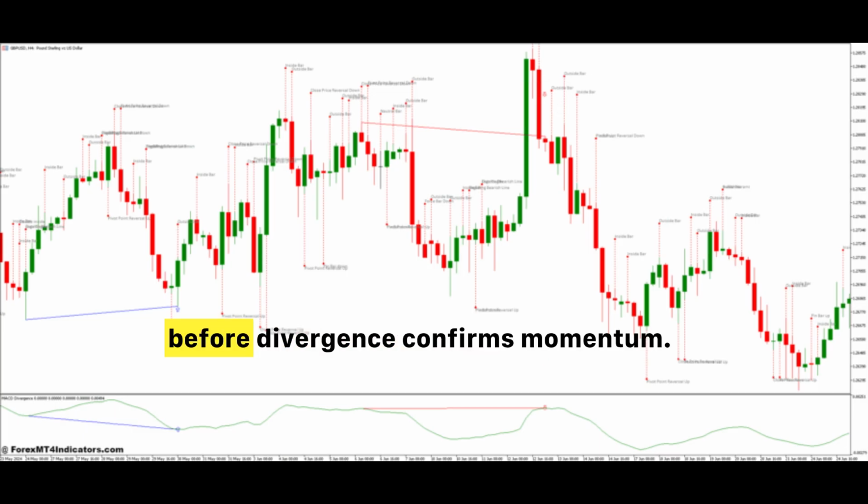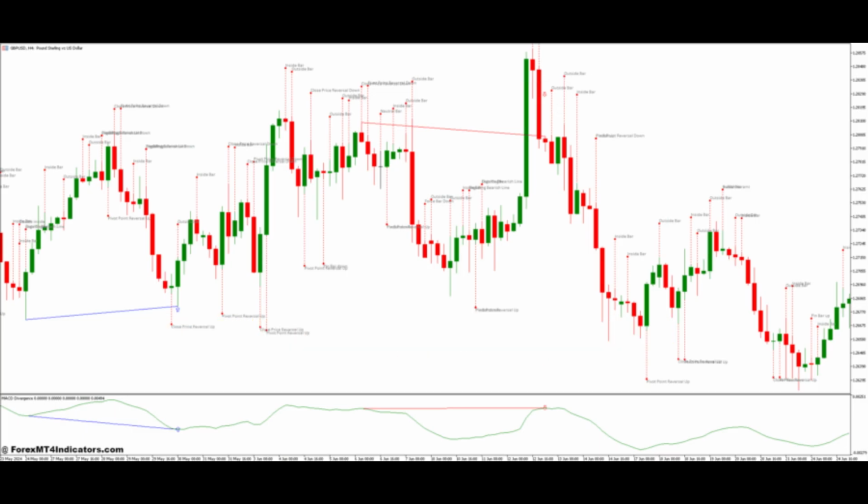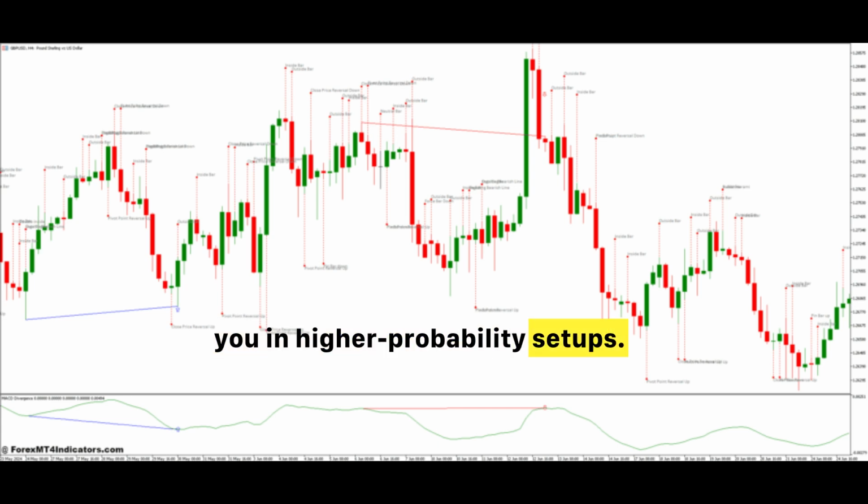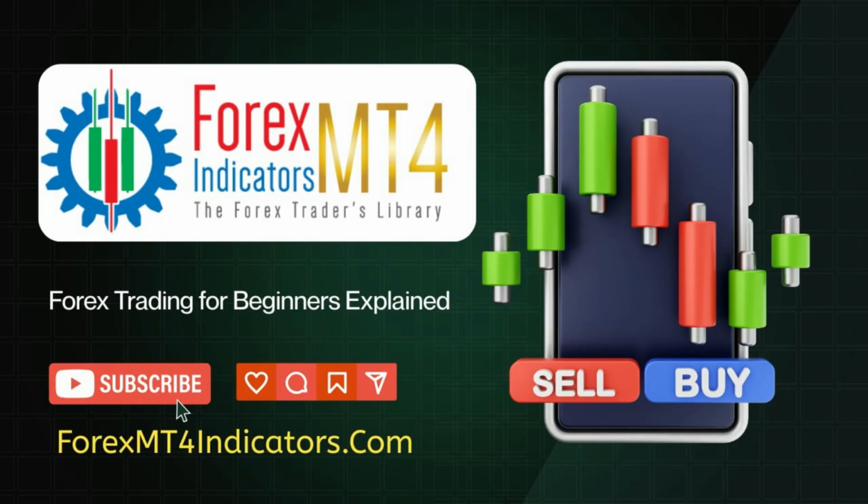Never trade a breakout before divergence confirms momentum. MACD divergence helps you filter out weak patterns that fail, keeping you in higher probability setups. This strategy helps you spot real turning points with pattern clarity plus momentum confirmation.